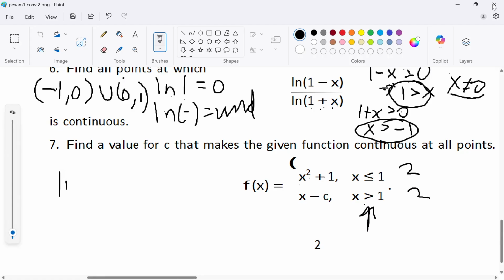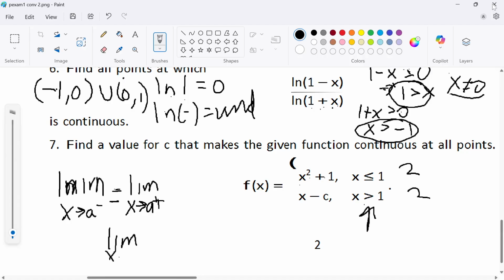As x approaches 1 from the left and as x approaches 1 from the right, they must have the same limit. The limit as x approaches a from the left equals the limit as x approaches a from the right. They have to be equal. If they're equal, then it has a limit as x approaches a, and it's continuous. So that's what I have to prove.